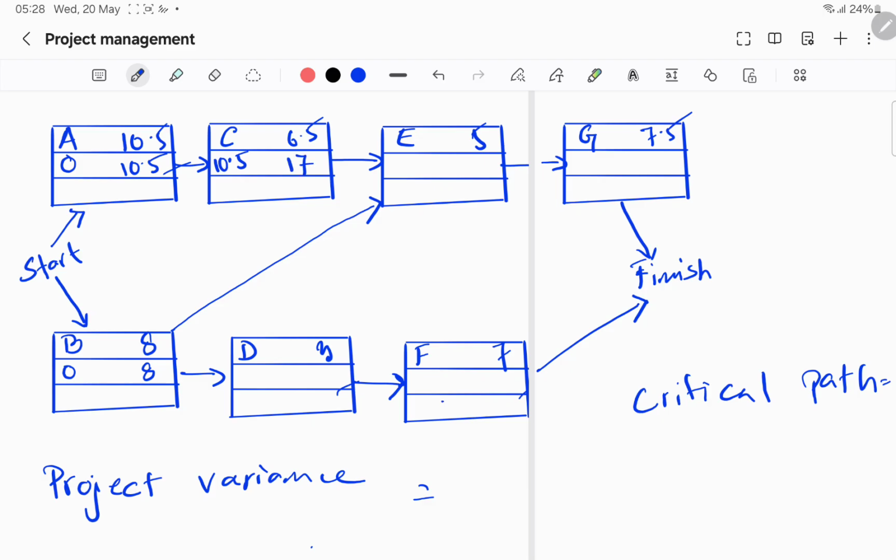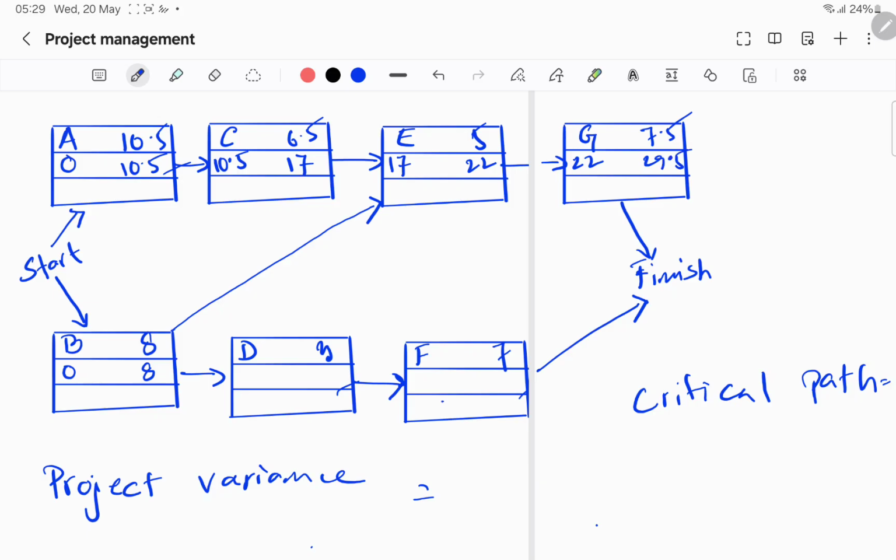That ends in 17, so this is the earliest finish. The earliest start for E should be the highest of C and B, because if both of them are not done, you cannot start E. The highest is 17, so it can be started on the 17th, and the earliest finish is 17 plus 5, which is 22. G is only coming from E, so we don't have to worry about anything else. The earliest start is 22, and 22 plus 7.5 is 29.5.